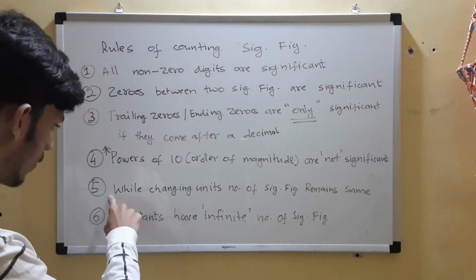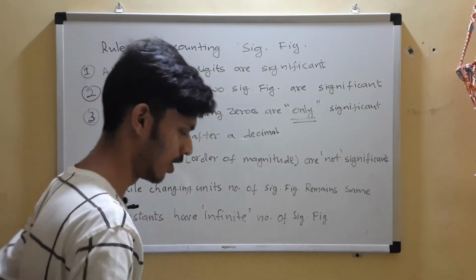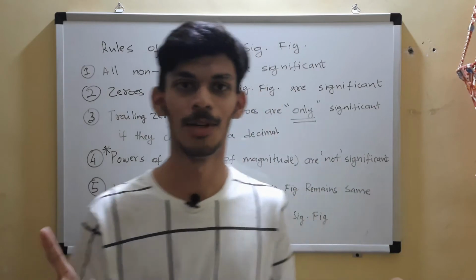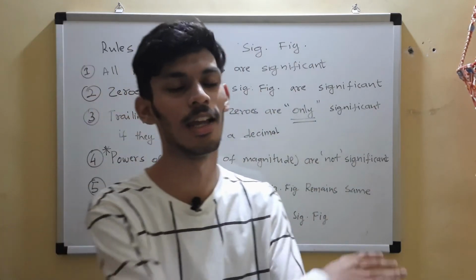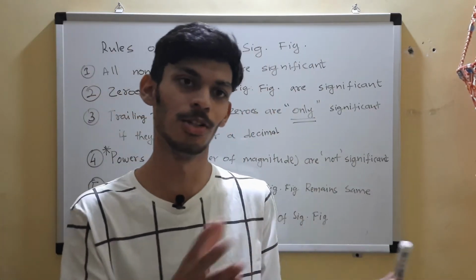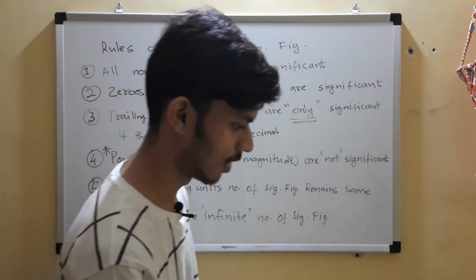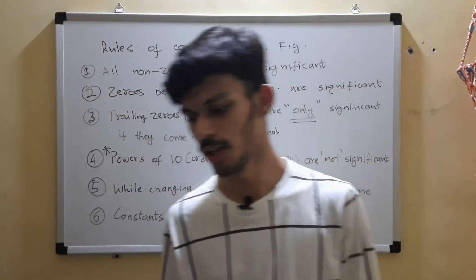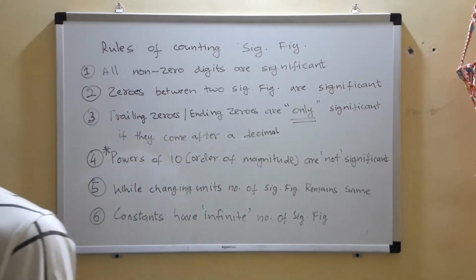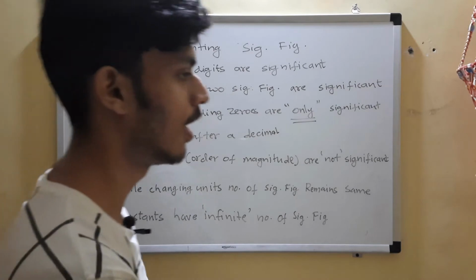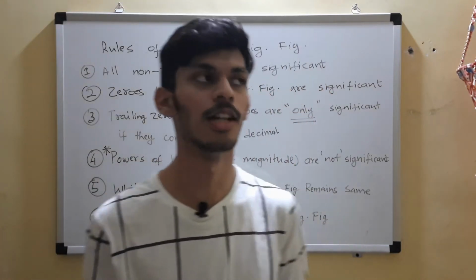Now this point: if you are changing units, you should keep in mind, don't change the number of significant figures since accuracy does not depend on units. Constants have an infinite number of significant figures. If I give you any constant, or if I'm very certain about something, then it will have an infinite number of significant figures.